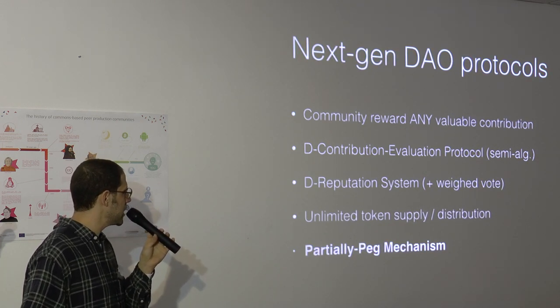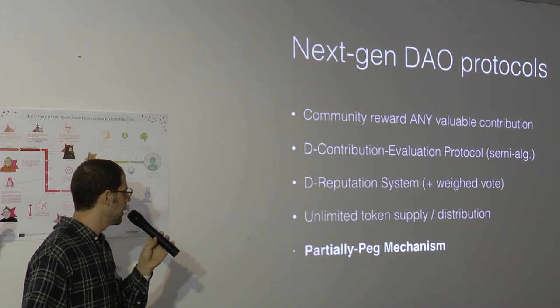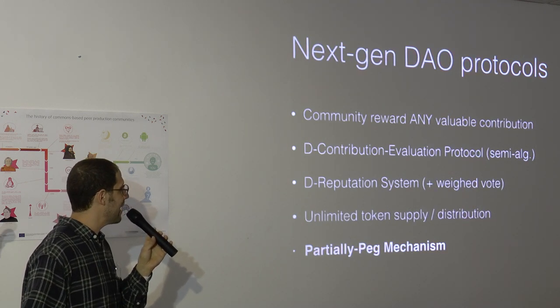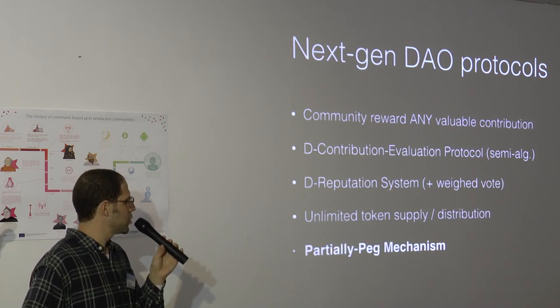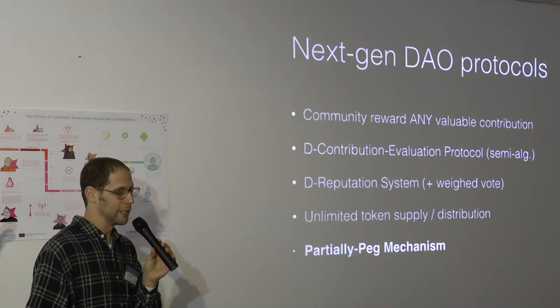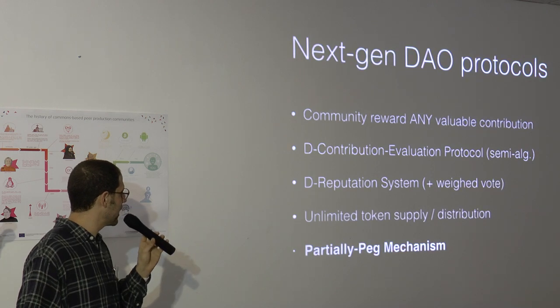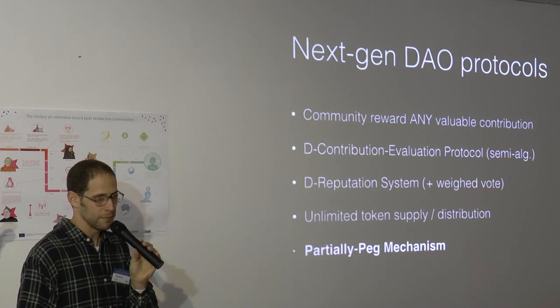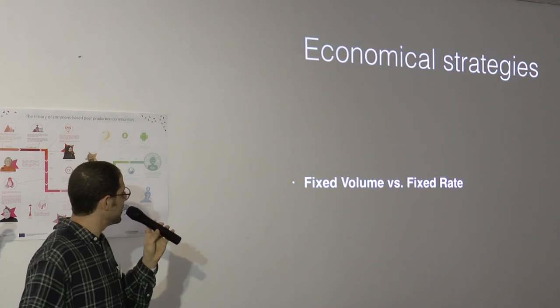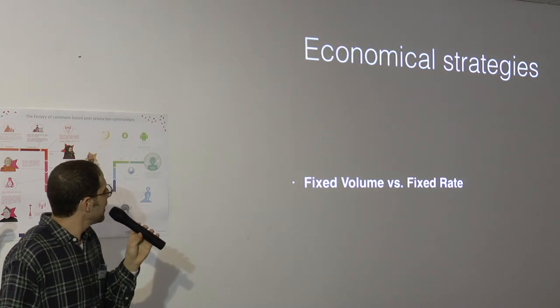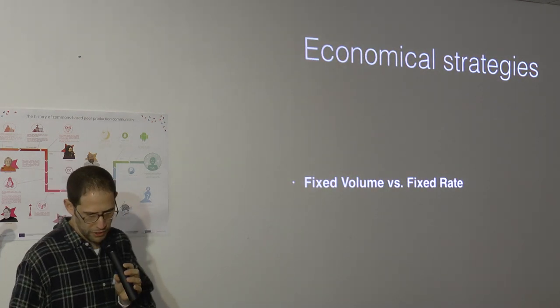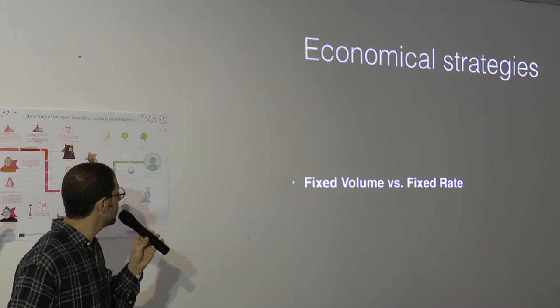And of course, a central reputation system, which leads to decentralized weighted voting. We should have an unlimited token supply distribution, but without diluting the system too much or at all, which leads to a new kind of mechanism, which we call the partially pegged mechanism. I have 2 minutes to tell you about that. So firstly, a fixed volume versus a fixed rate.